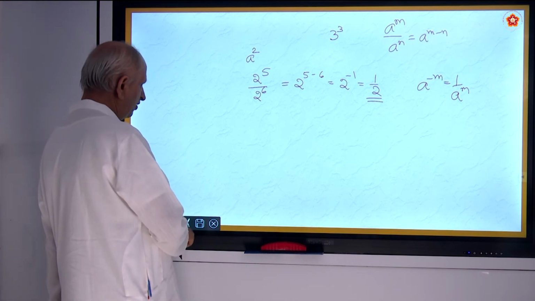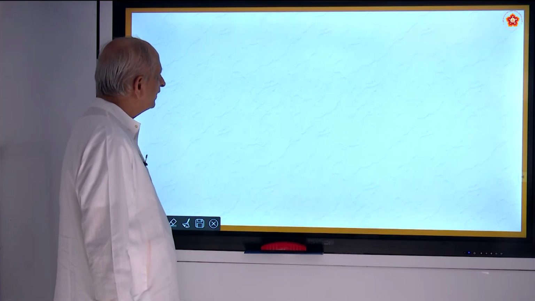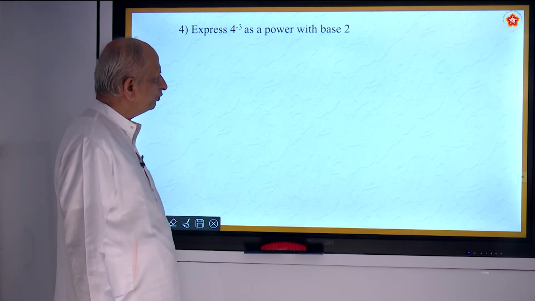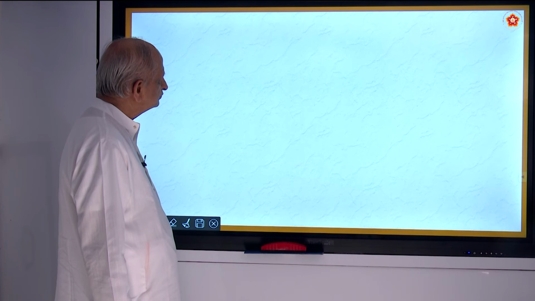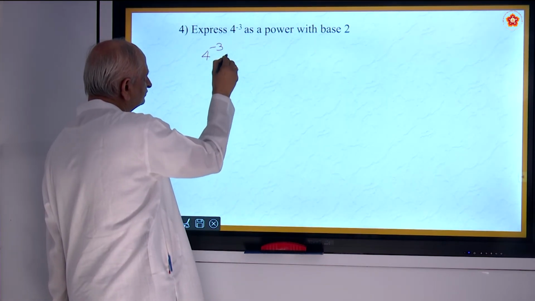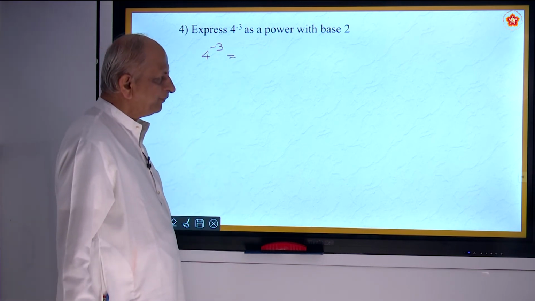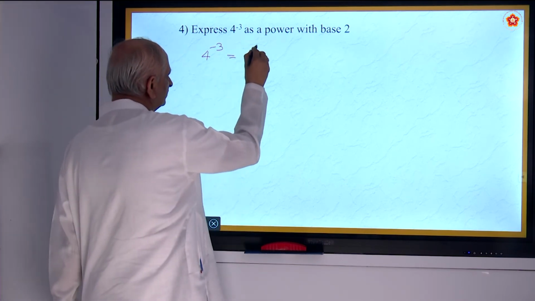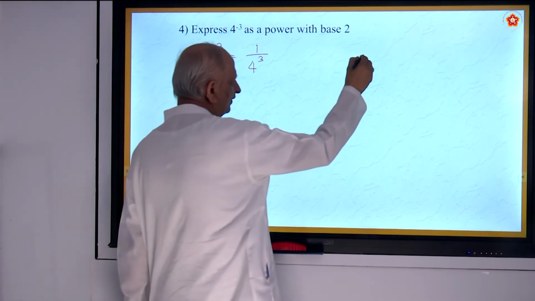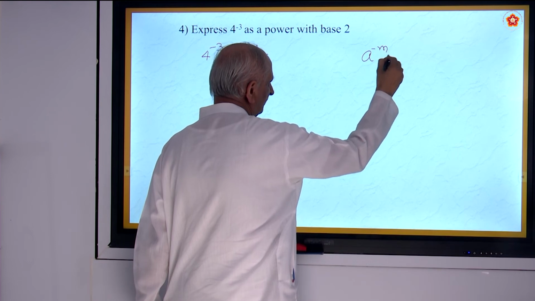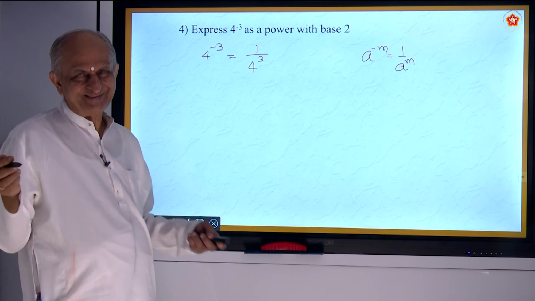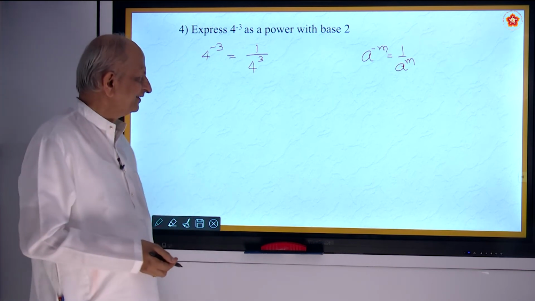And now, note it down. Express 4 to the power of minus 3 as a power with base 2. So 4 to the power of minus 3 is given. What do you mean by 4 to the power of minus 3? This is 1 by 4 cube, correct? Because we know the formula, a to the power of minus m is equal to 1 by a to the power of m. This you must practice 10 times, all the laws of exponents.